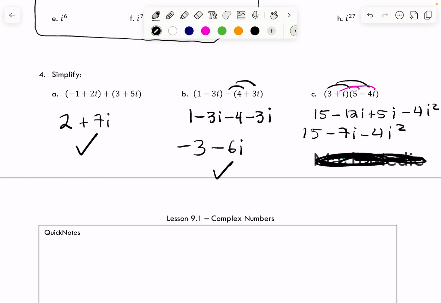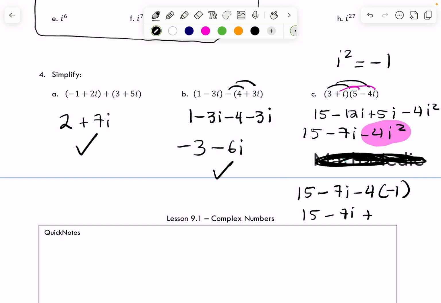So does everybody notice -4i squared? Well, i squared from earlier equals -1. So you're going to do 15 minus 7i minus 4 times -1. So this would be 15 minus 7i plus 4, which will give me 19 minus 7i. So we were able to use i squared to simplify something that looked different.